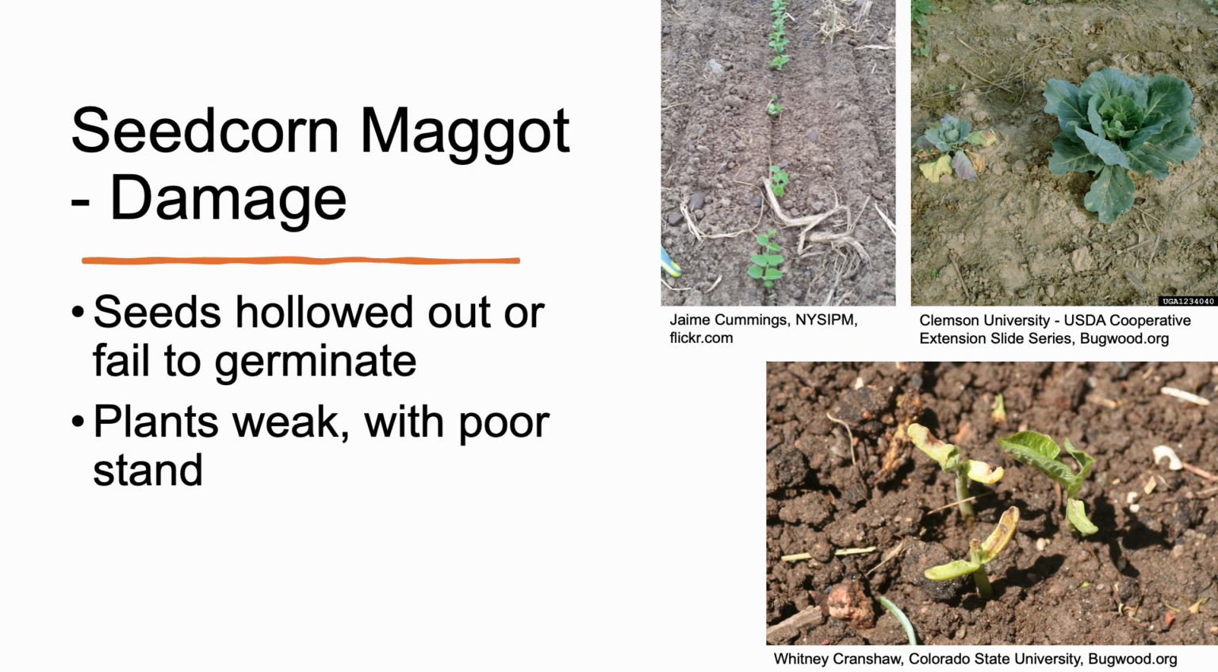The top left image shows uneven emergence in a row from seedcorn maggot damage. The top right image shows a stunted plant from seedcorn maggot damage next to a healthy plant, and the bottom image shows damaged seedlings from seedcorn maggot.